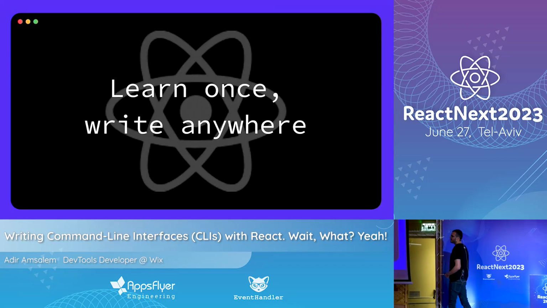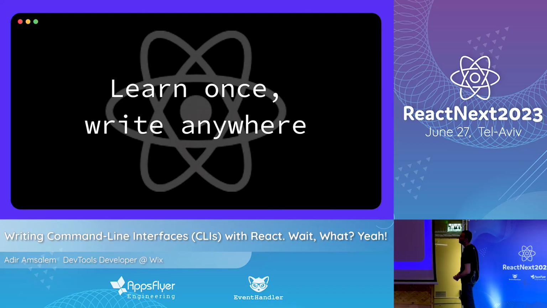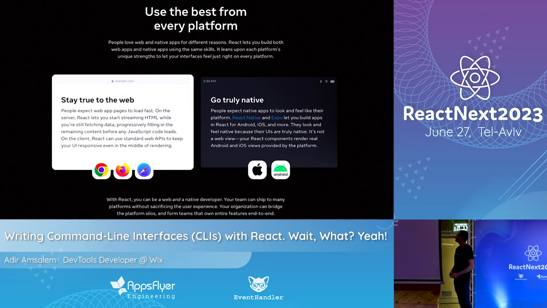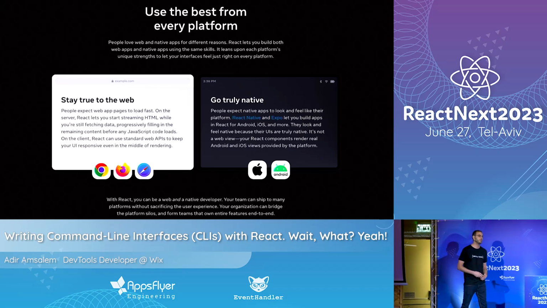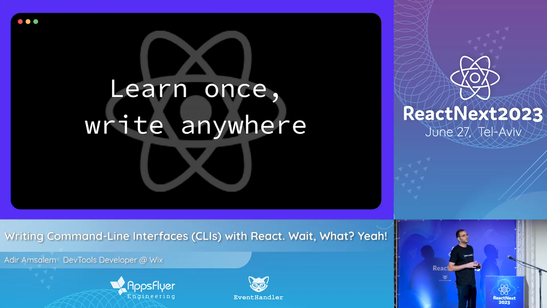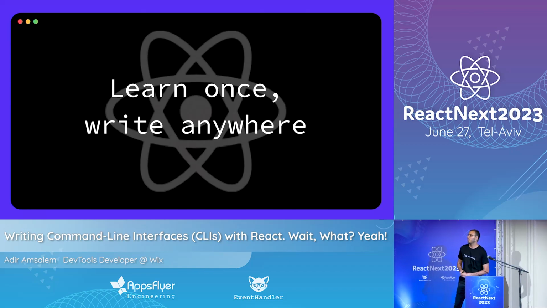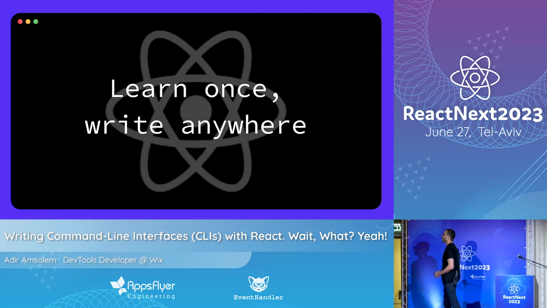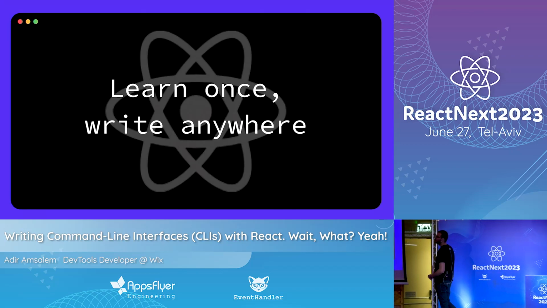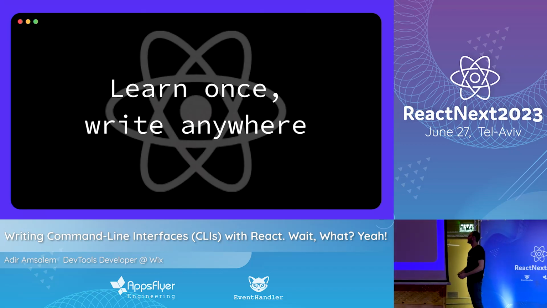We can also use the existing React knowledge that we have to develop for mobile applications, right? Using tools like React Native, we can develop for iOS, Android, macOS, Windows, and again, we can use React, which we learn once, and we apply that knowledge to write for multiple platforms. So this is really great, and we will soon see how we can use React to develop CLIs.